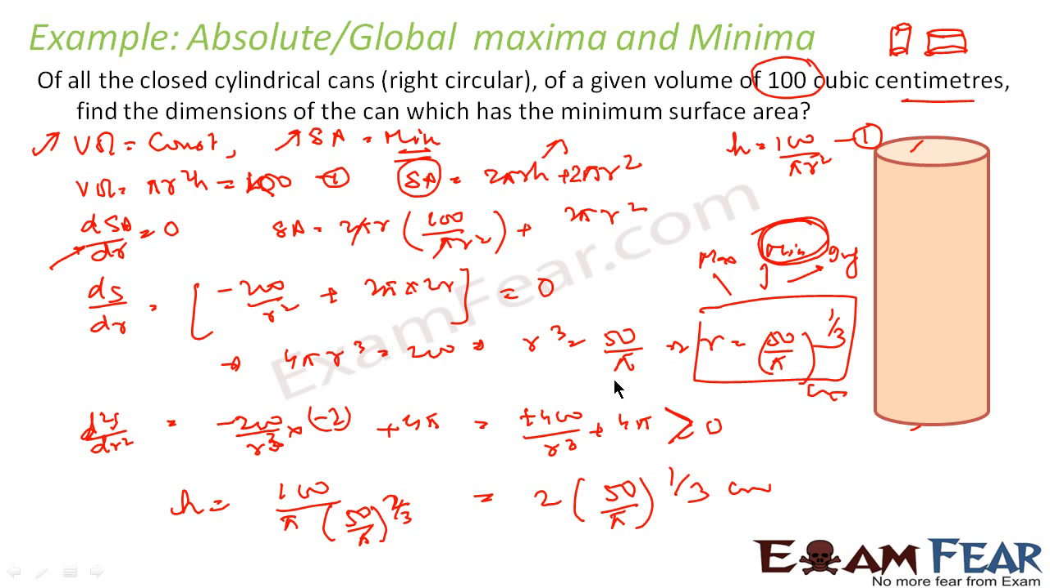I got the value of r, and that r is a critical point, which can be maximum, minimum, or point of inflection. To confirm whether it is minimum or maximum, I can just find the second derivative of S with respect to r, and then I found that this is greater than 0. That means I'm talking about the minimum value. That confirms it is the minimum value, and then I found the value of h, and thus I have h and r.